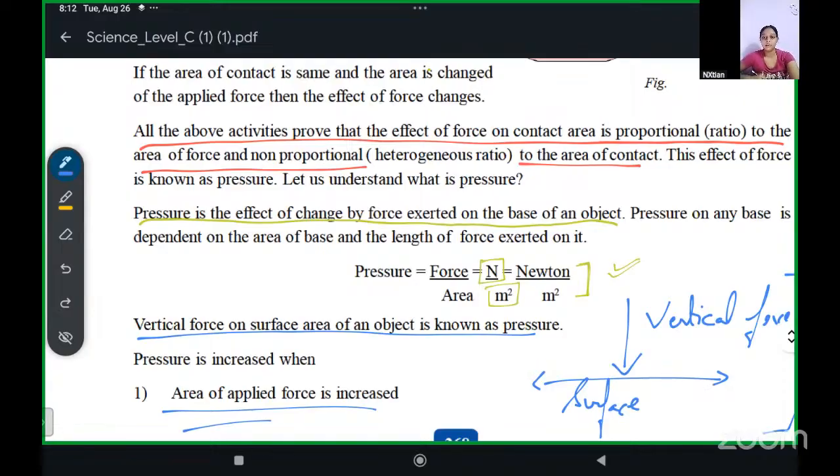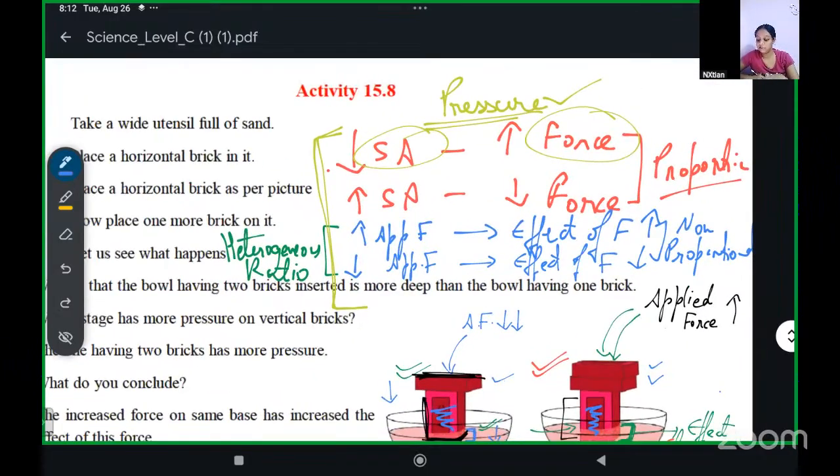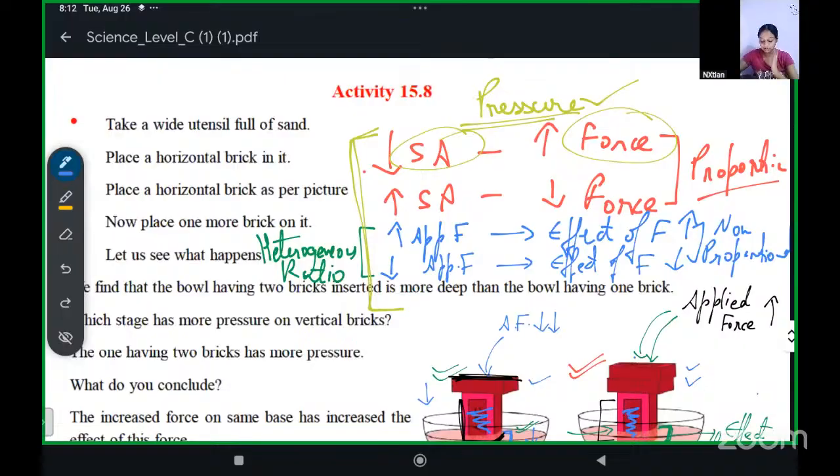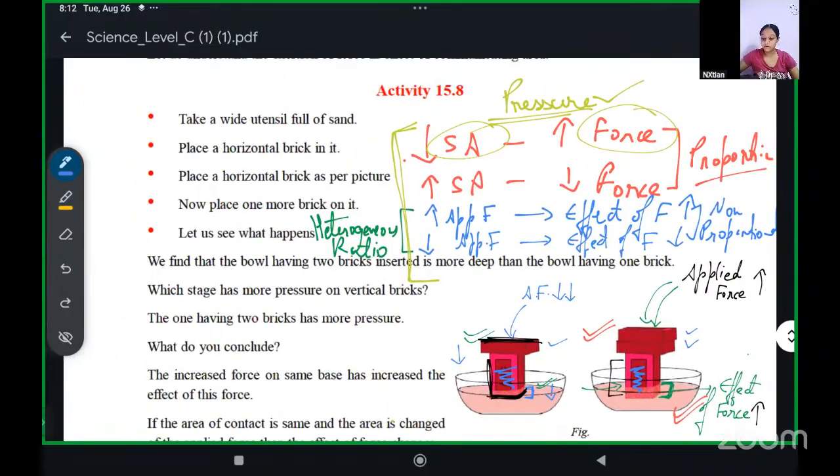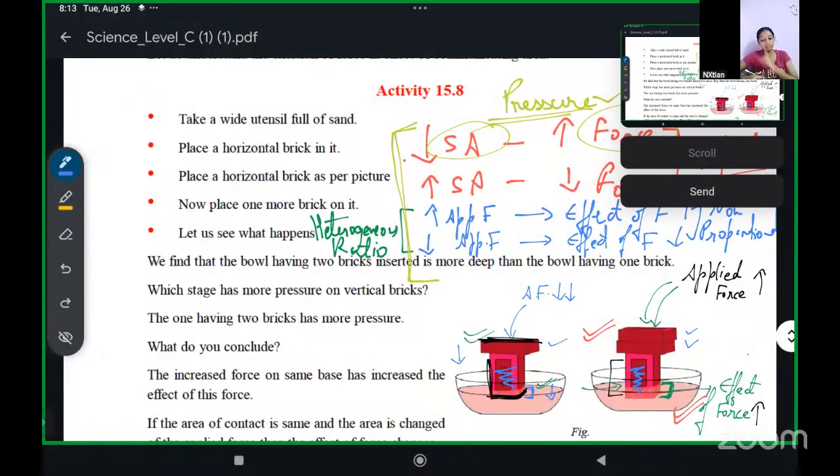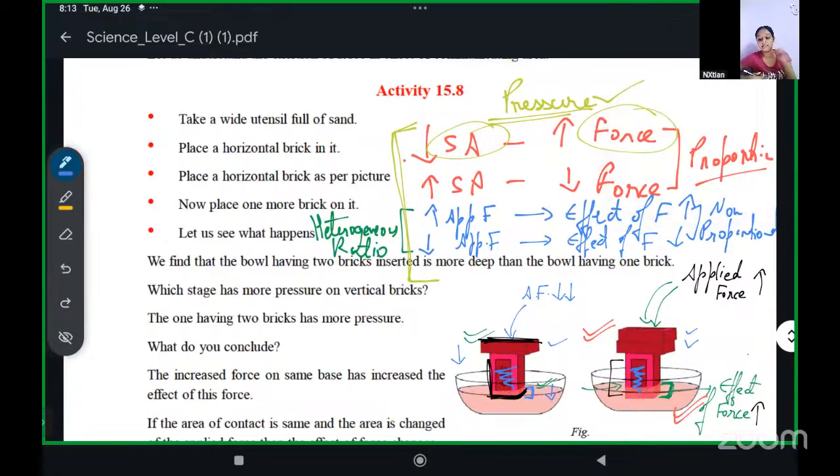What is pressure is very important. How to increase and decrease pressure is also very important. This thing is very important for you all to do: when surface area decreases, pressure increases, and when surface area increases, pressure decreases. This is an inverse proportion, and the direct ratio also, which is proportional. This is very important when you are doing pressure. So please do it.